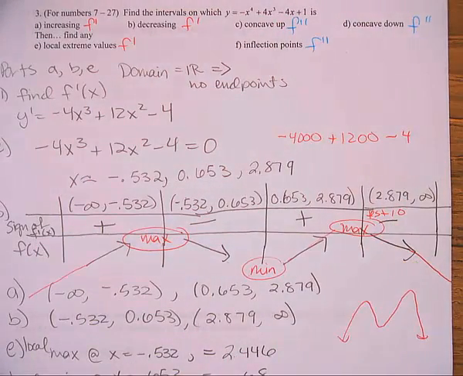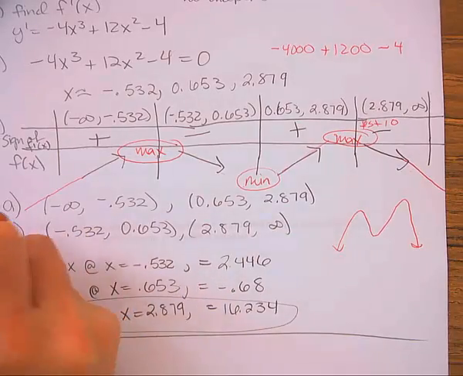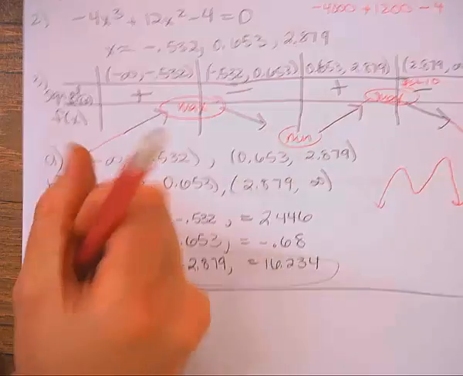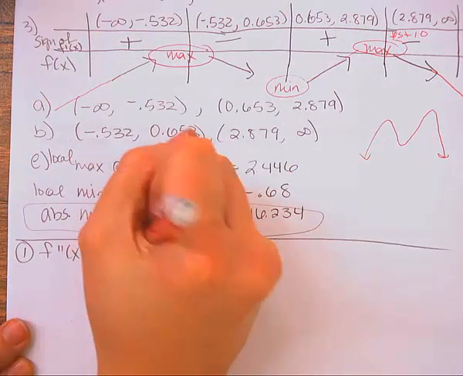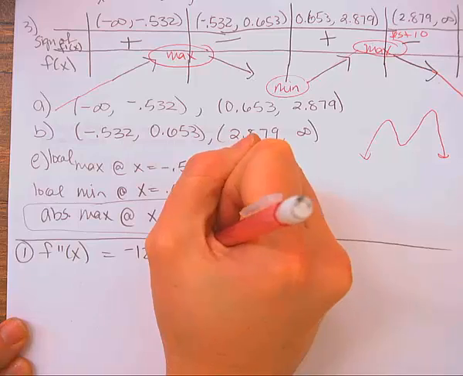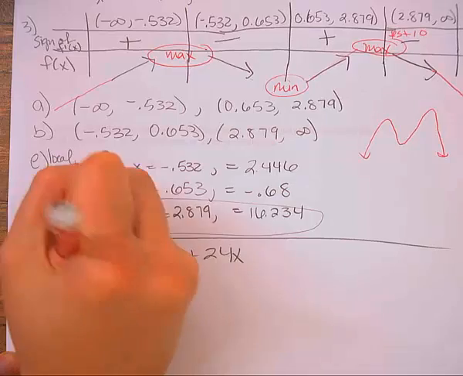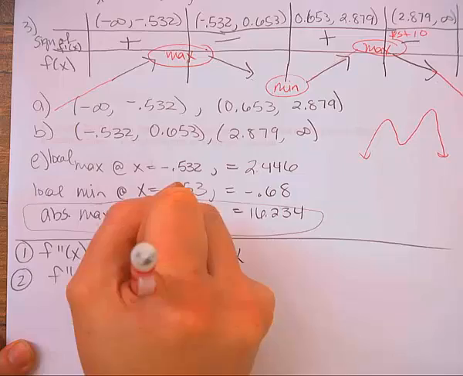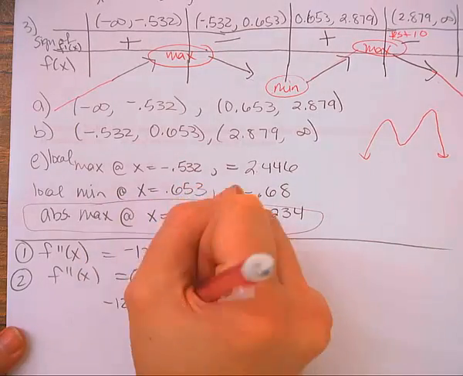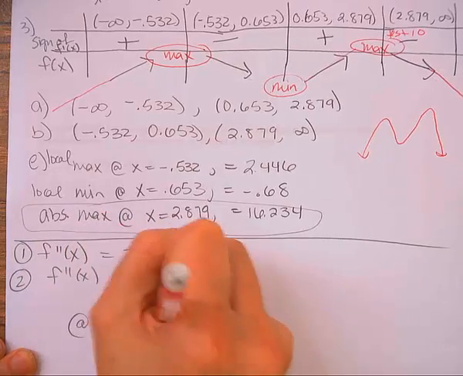We have to find the concavity. So I'm going to do the same 3 steps, but with the second derivative. So I'm going to find f double prime, which is the derivative of the derivative. So that's negative 12x squared plus 24x. I'm going to find when the second derivative equals 0. So that would be when negative 12x, I'll factor that out, so I have x minus 2 equals 0. So that would be when x is 0 or 2.